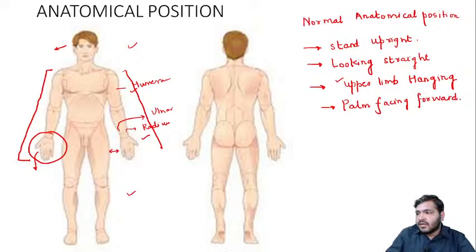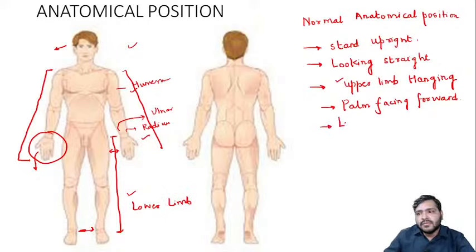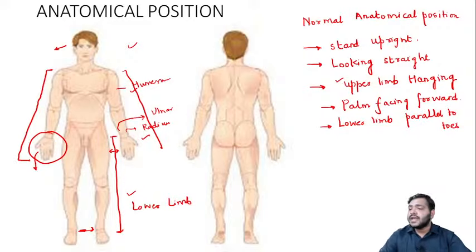And apart from that, guys, one more thing: the lower limb should be parallel to the toes, okay? So this is the normal anatomical position, guys. And remember one very important thing, that all the bones, when you describe them, are described in the normal anatomical position, okay?